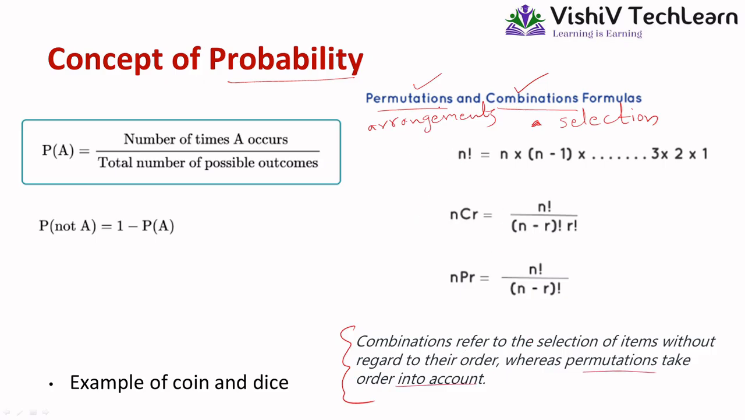Permutations can be calculated using the formula nPr equals n factorial upon n minus r factorial. Combinations can be calculated using the formula nCr, which is n factorial upon n minus r factorial into r factorial. We already have one video on this, and in this topic also we are going to use the formula nCr, so there also this concept will get cleared.